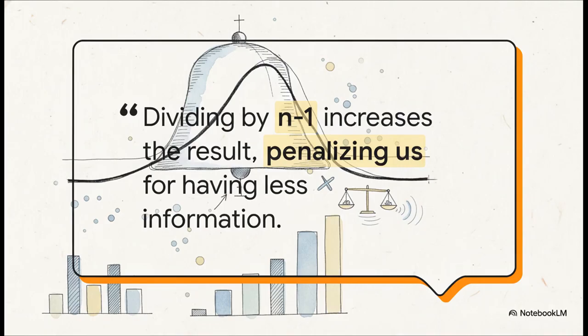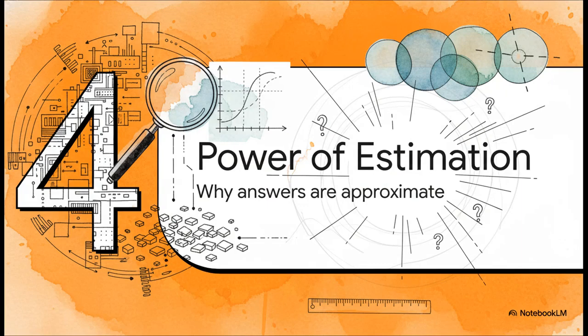This is such a brilliant insight. The formula for a sample is designed to give you a slightly bigger standard deviation. It's like a built-in statistical penalty. It basically acknowledges that since you don't have all the information, there's more uncertainty. So it gives you a more conservative and often more realistic estimate of the actual spread. It's pretty cool.